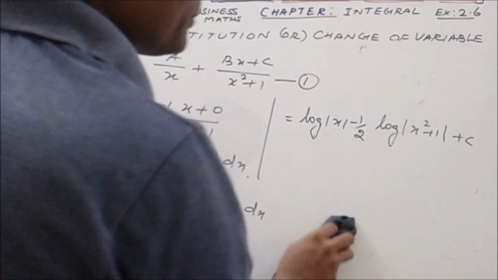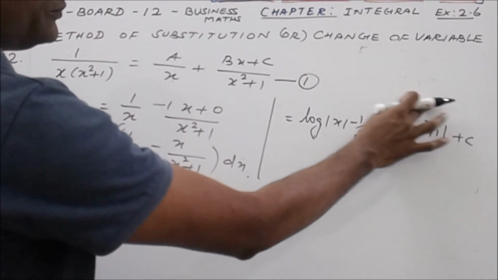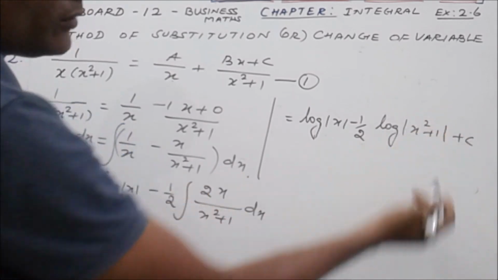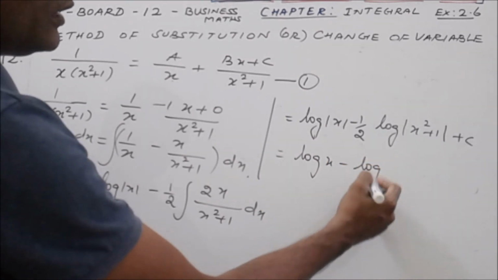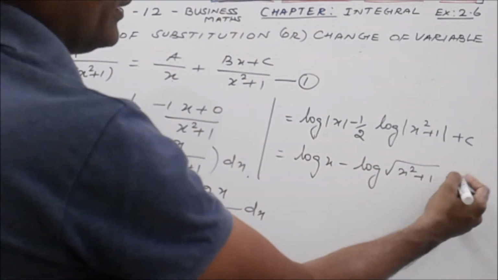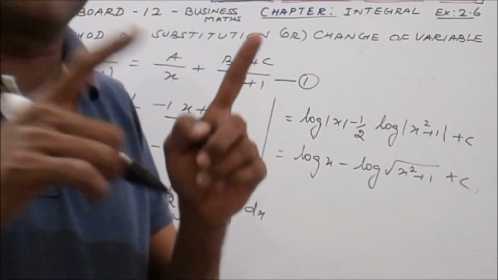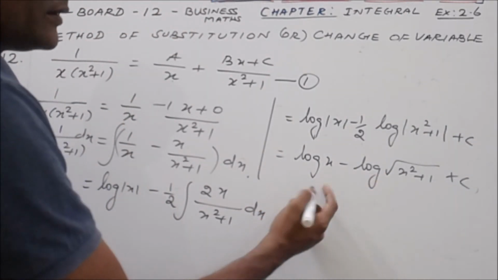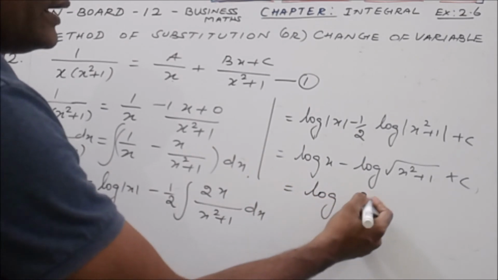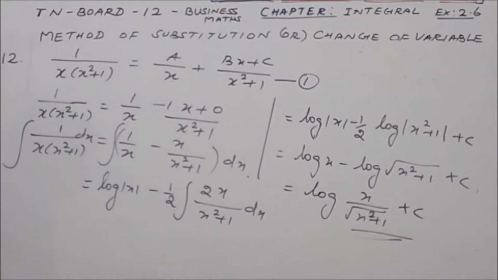Now we can simplify this problem more, because we have a logarithmic formula: log a minus log b equals log of a by b, and then this power 1 by 2 is given to the power of this modulus of x square plus 1. So this can be written as log x minus log of root of x square plus 1 plus c. Because bringing this power 1 by 2 to x square plus 1, x square plus 1 whole power half is taken as root of x square plus 1. So we can combine now, log a minus log b is log of a by b. So log of x by root of x square plus 1 plus c will be the correct answer.